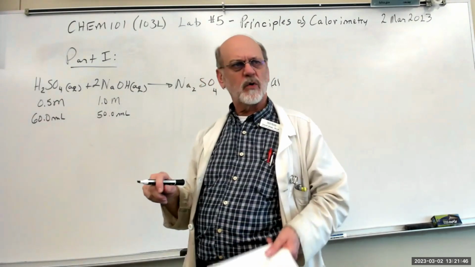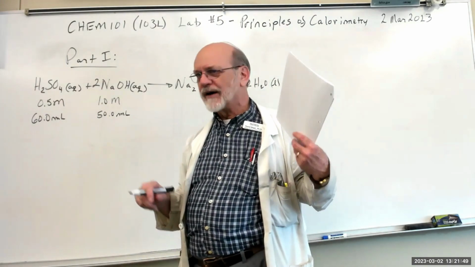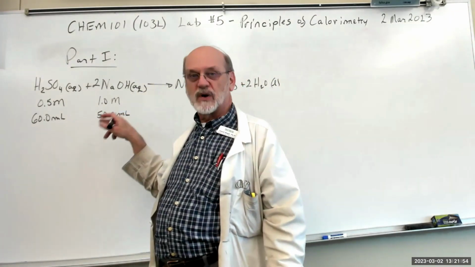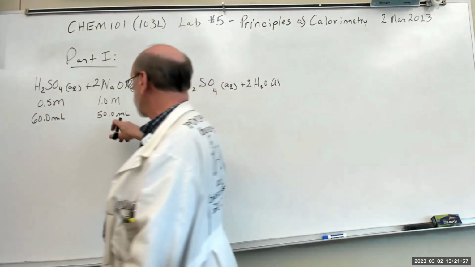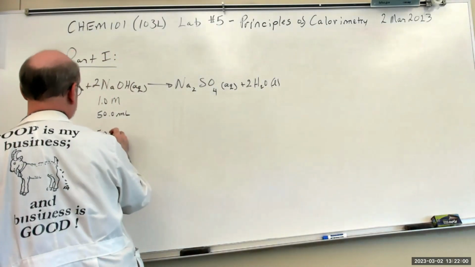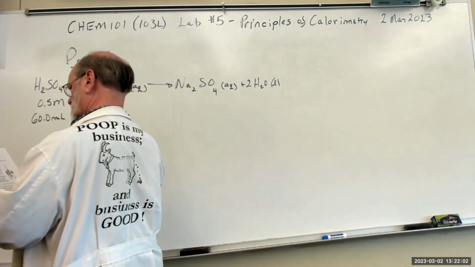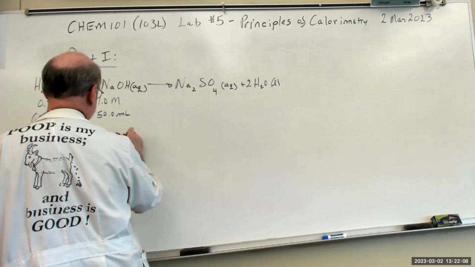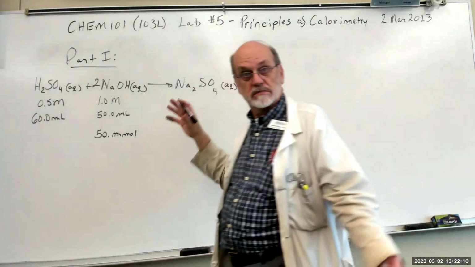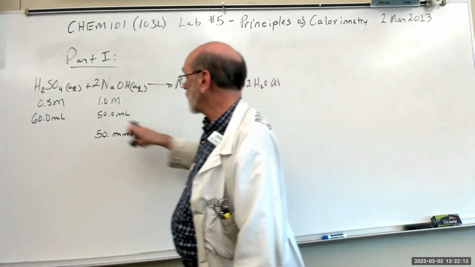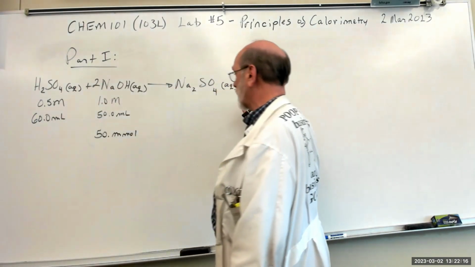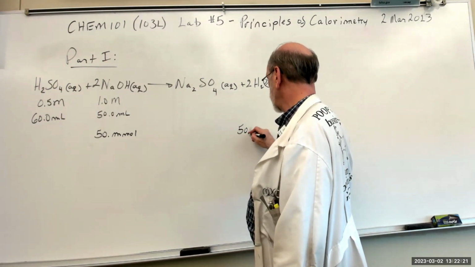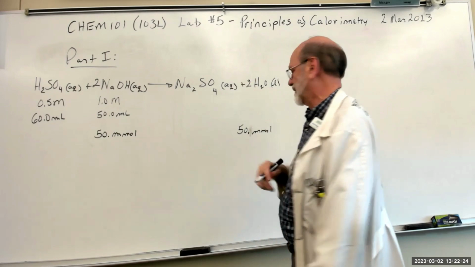Have I shown you the millimole thing yet? Okay. When you multiply molarity times milliliters, you get millimoles, not moles. All right, so 50 times 1 is 50. We only got 2 figures. 50 millimoles. That just means 1,000th of a mole. Okay. So the ratio here is 2 sodium hydroxides for every 2 waters. That means this is 50. This is also 50 millimoles of water.